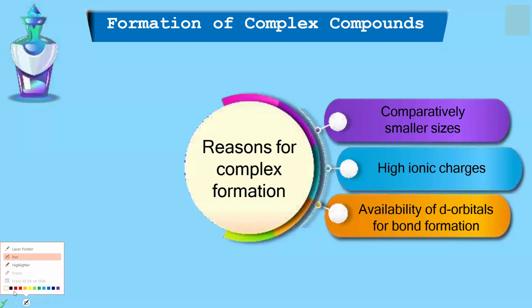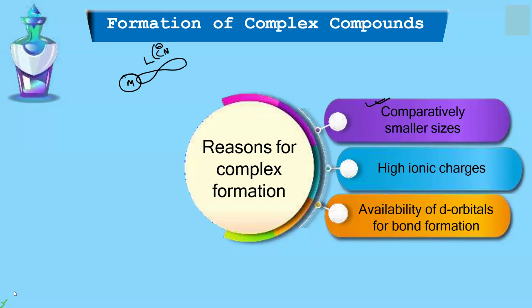You can see 3 points are there. One is comparatively smaller size. You know, coordination means a special type of covalent bond. If my metal size is smaller, then it can directly overlap with orbitals of the ligand or incoming species. Suppose this is CN minus, an anionic species. These are called ligands.